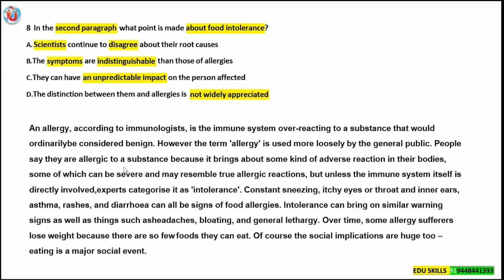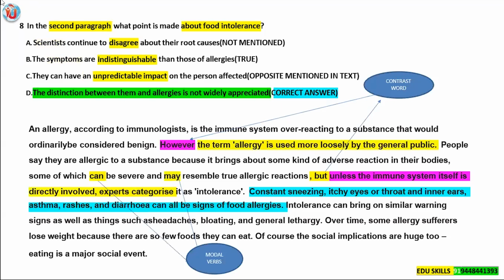So, now that we have read the question, the text and the answers, if you understood the answer, you can mention it in the chat box. Okay, the correct answer is answer option D. The distinction between them and allergies is not widely appreciated. Okay. Before explaining answer option D, let's explain the eliminated answer options first.